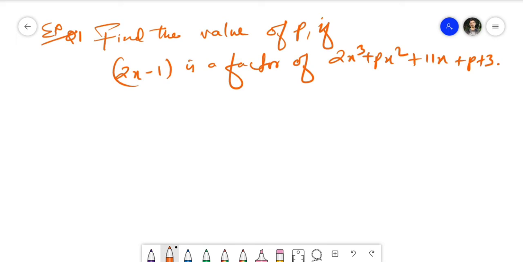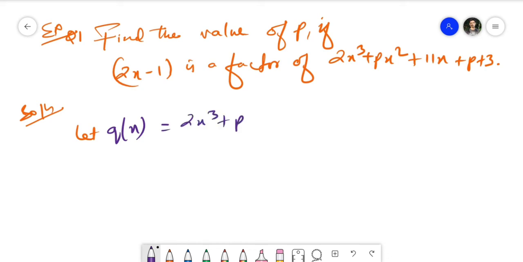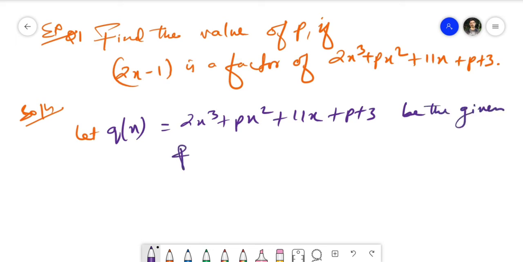Find the value of p if this is given to you. We can write whatever name, f of x also, or we can say let q of x. No problem in naming. You can write q(x) is equal to 2x cubed plus p x squared plus 11x plus p plus 3 be the given polynomial. This polynomial is given to us.